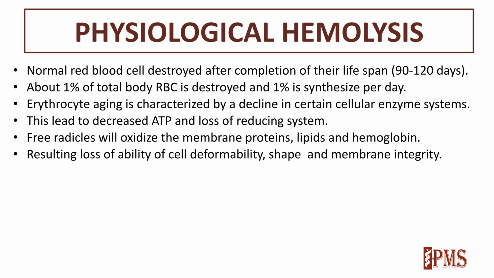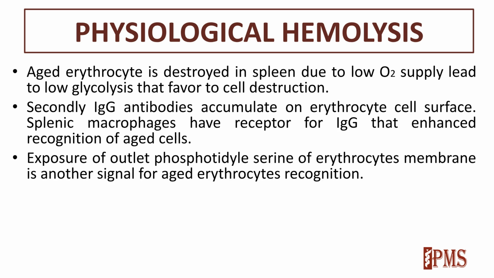Physiological hemolysis occurs when normal red blood cells are destroyed after completing their 90 to 120-day lifespan. About 1% of total body red blood cells are destroyed and synthesized each day. Aged erythrocytes are destroyed primarily in the spleen. This is due to low oxygen supply, which favors cell destruction. Additionally, IgG antibodies and the exposure of outer phosphatidylserine on the cell surface signal splenic macrophages to recognize aged cells.